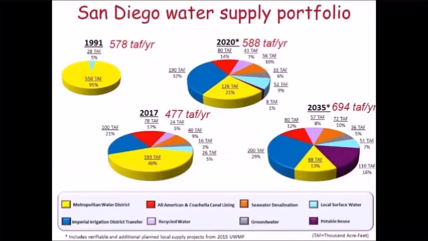San Diego's got a portfolio over time that has evolved quite a bit. This is just on their supply side. They used to be very dependent on Metropolitan Water District, and now they're trying to diversify over time as their population has grown quite a bit. And you can see the colors. It's much more colorful now than it used to be as they've tried to diversify their portfolio.